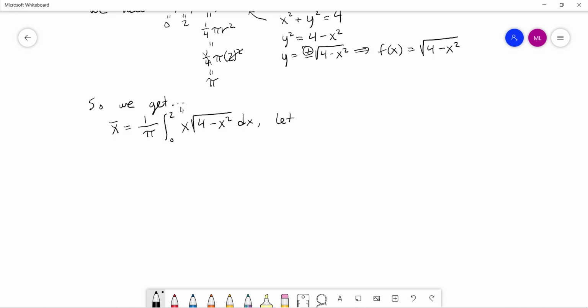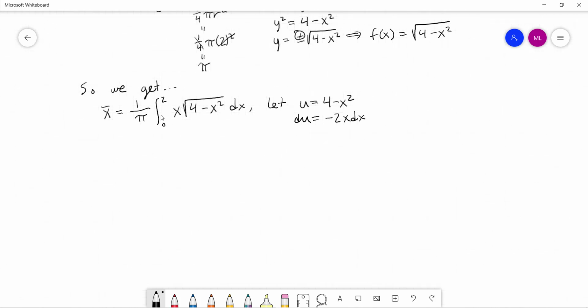So I can let u be equal to 4 minus x squared, and that tells me that du will be equal to negative 2x dx. And let's change the bounds of integration as well. So when x equals 0, what is u equal to? And then again, when x is equal to 2, what is u equal to? So I can convert the bounds of integration from being in terms of x to being in terms of our new variable u in just a minute.